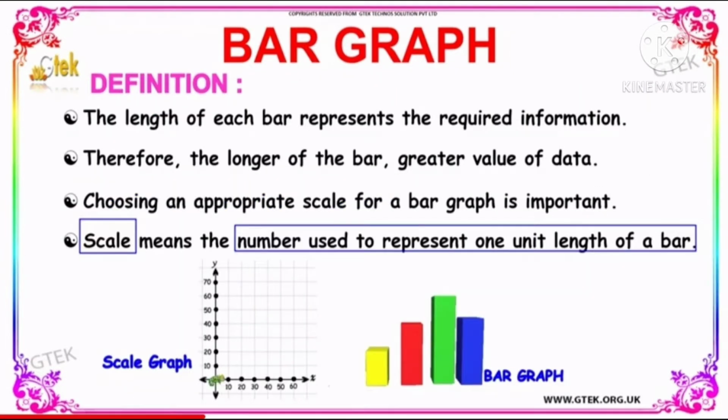Children, from the bar graph we get all the required information. It means if the size of the bar is great, its value is also great. And children, to draw the bar graph we choose an appropriate scale. This is very important, and scale means the number used to represent 1 unit length of a bar.